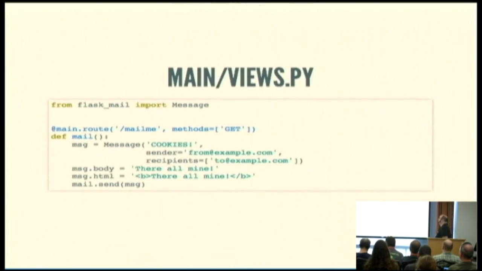OK. So in main views, I'm going to create a thing that says mail me. I want a message about cookies, clearly. So I've got a route that says mail me. And then instead of having to do all the SMTP server setups and all the MIME setups and all those kind of things, Flask Mail just gives me this message object. And I pass the message a subject, who it's from, who it's going to, and that can be a list or it can be a singular item if I want just one.